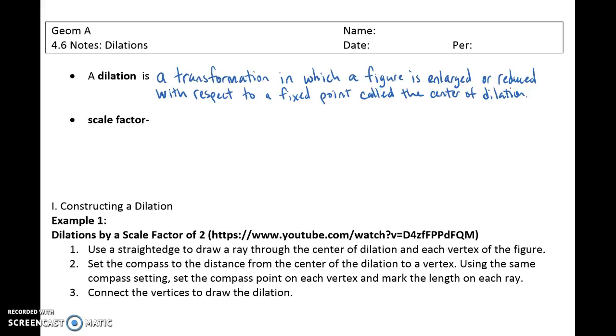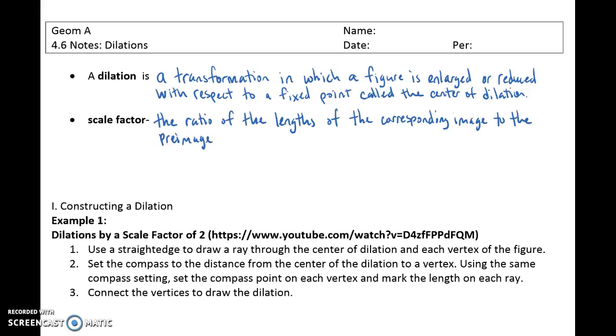Okay? So how do we enlarge or reduce a shape? Well, we need to have what's called the scale factor, and it's going to be the ratio of the lengths of the corresponding image to the pre-image. This scale factor tells us exactly how much larger or how much smaller our image is going to be in relation to the original figure, the pre-image. So the two things we need to know when we create our dilation are the center of dilation, so what fixed point are we getting bigger or smaller in relation to, and of course the ratio, which is the scale factor. We typically use the letter K for this.